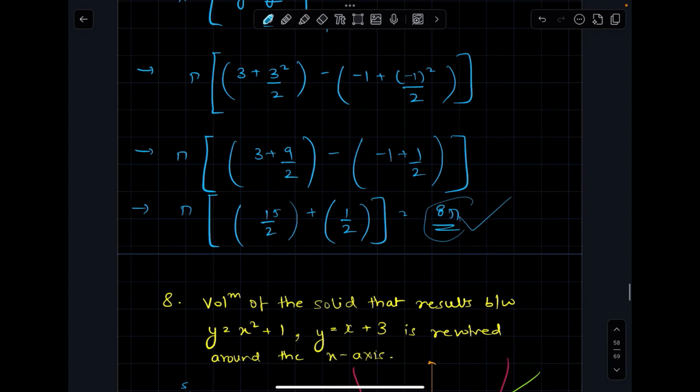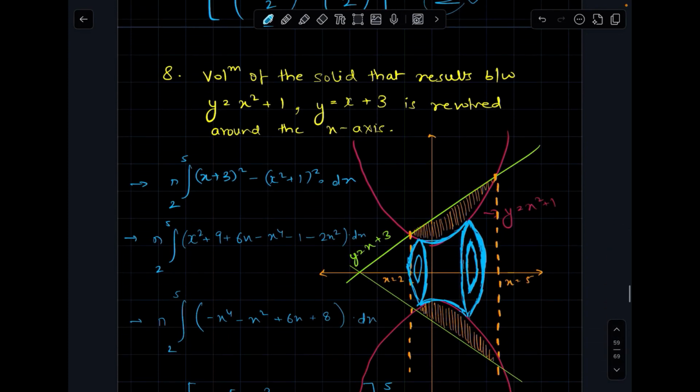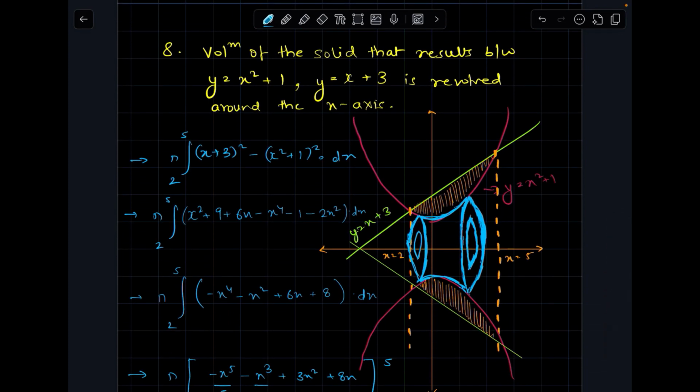Eighth question. I think this is the penultimate question, the second last question. I don't remember. So the volume of the solid that results when the region between y is equal to x squared plus 1 and y is equal to x plus 3 is revolved around the x-axis. So this is a washer method question, and this is how you're going to solve it.